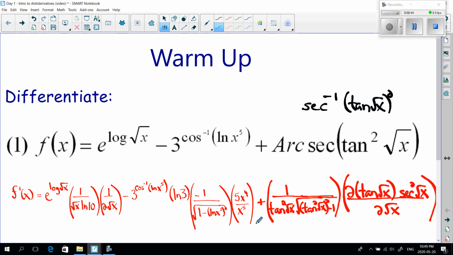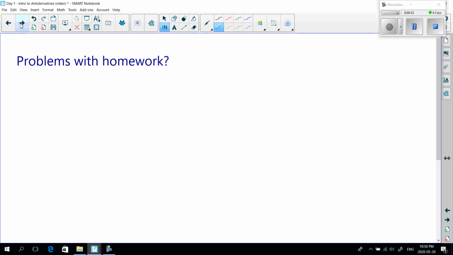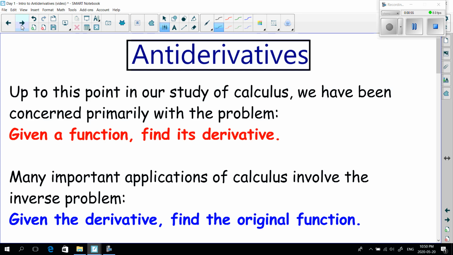So we've finished up differential calculus, finding derivatives or working with derivatives and applications of derivatives. Now we are going to look at something called integral calculus. All right, we're going to look at antiderivatives for starters.